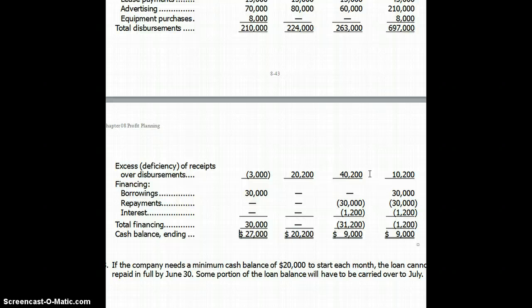Subtract out the repayment of the loan of $30,000 and the respective interest of $1,200. We're left with a cash balance of $9,000.